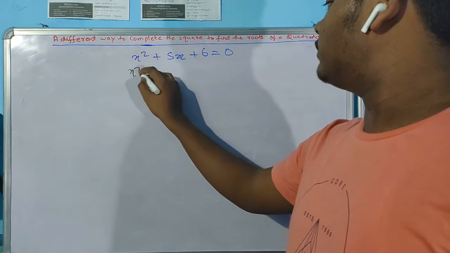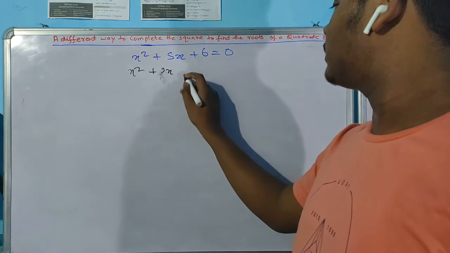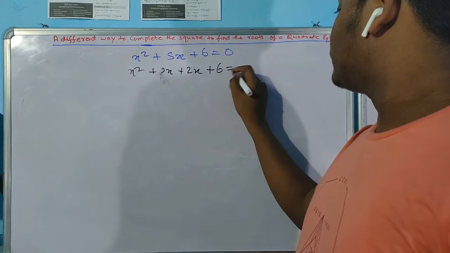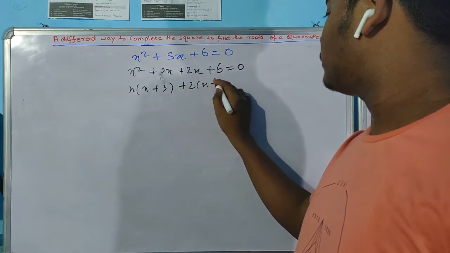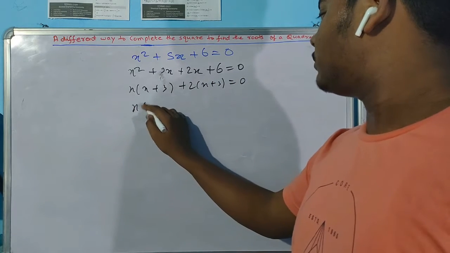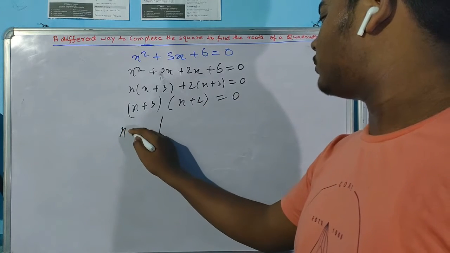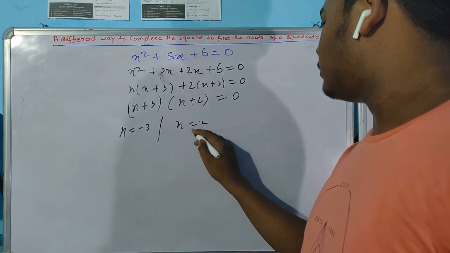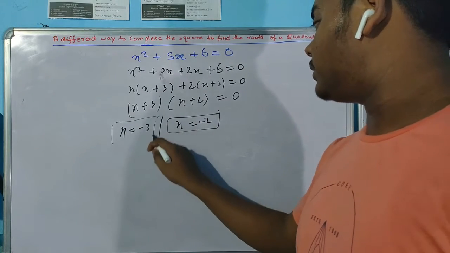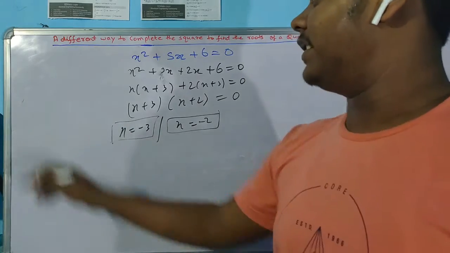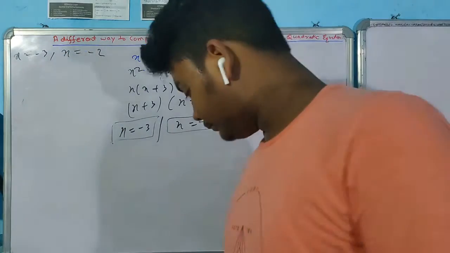So first this will become 3x... 6x. So one root is -2 and the other root is -3, right? So we can write it here to check it now.